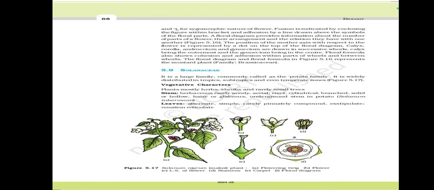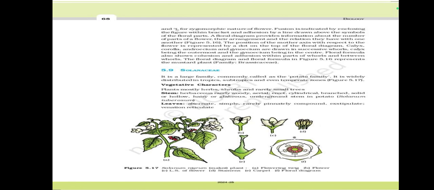Nature of flower fusion is indicated by enclosing the figure within a bracket, and adhesion by a line drawn above the symbols of the floral parts. The floral diagram provides information about the number of parts of a flower, their arrangement, and the relation they have with one another, which is located in figure 5.16.